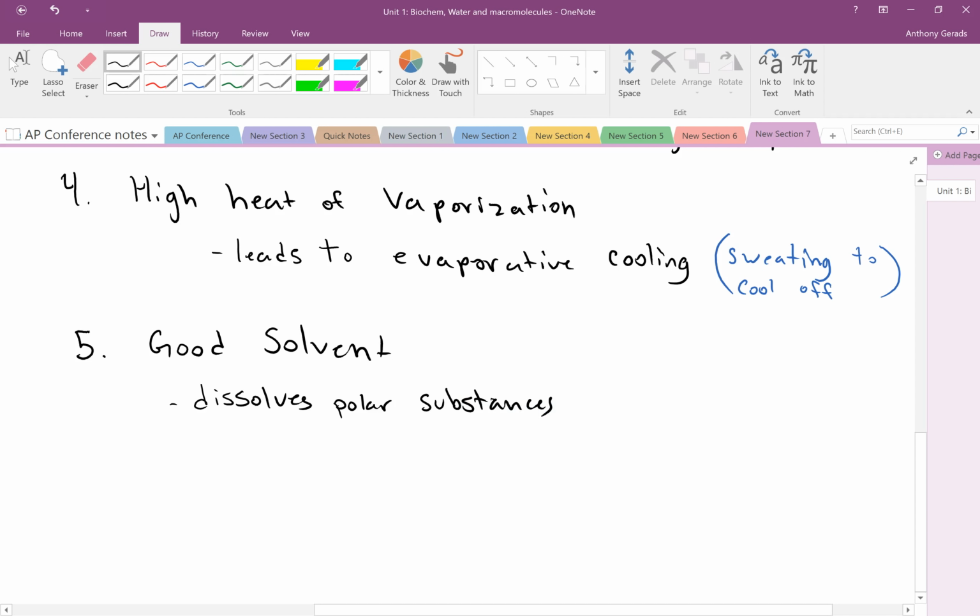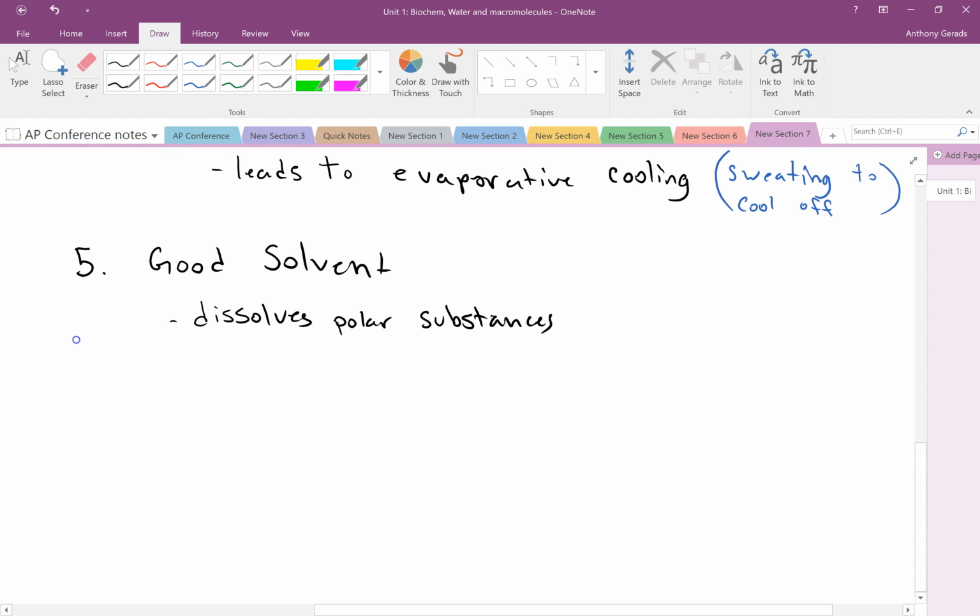So for instance, if I were to put sugar in water, it's going to dissolve. If I were to put salt in water, it's going to dissolve. They're polar. If I put oil in water, no matter how hard I try, no matter how hard I shake it, I can shake it like a Polaroid picture, and it's never going to dissolve, right? Because that's not polar, but water will dissolve polar substances.